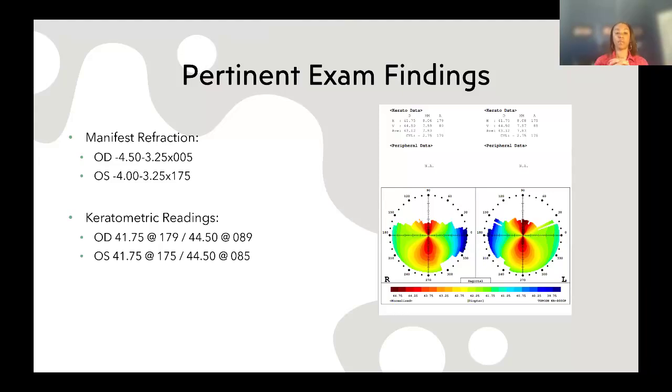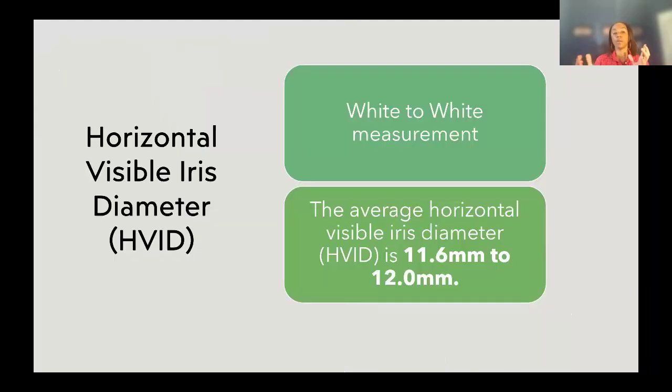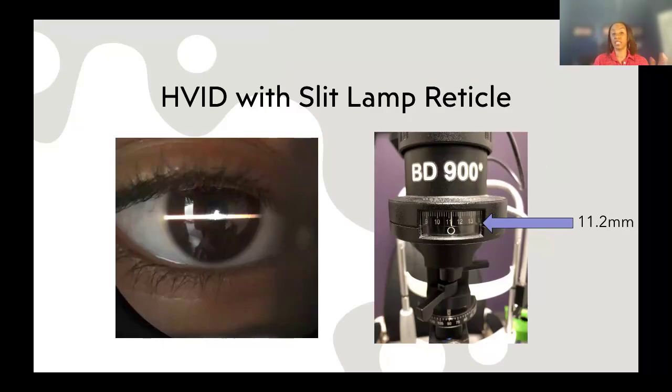So this is just a reminder of those things. If you remember, HVID is white to white measurement. So it is basically the width of the cornea. The average horizontal visible iris diameter is anywhere from 11.6 to 12.0. We can get HVID with a slit lamp reticle. We can make an optic section, turn it horizontal, and just measure it with our ruler up at the top.